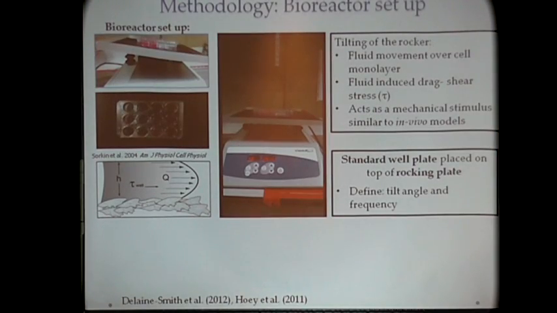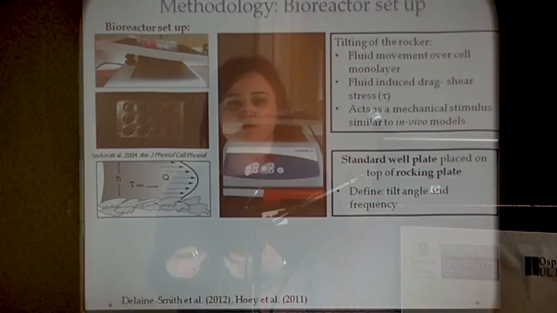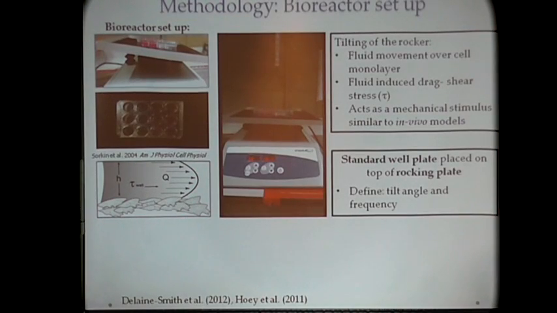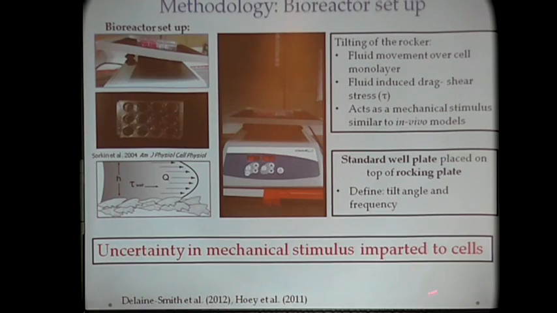A rocking platform is a common piece of equipment that has been used in the past to stimulate cells with fluid flow. So the shearing motion induced by the flow is that when you culture cells in a dish, similar to that, during the tilt motion, the fluid travels in the direction of the tilt, inducing a shearing force over the cells, like this, stimulating them. And this shearing motion can be defined as a function of the tilt angle and frequency. However, the system is not popular due to the fact there is an uncertainty in the mechanical stimulus applied to the cells.